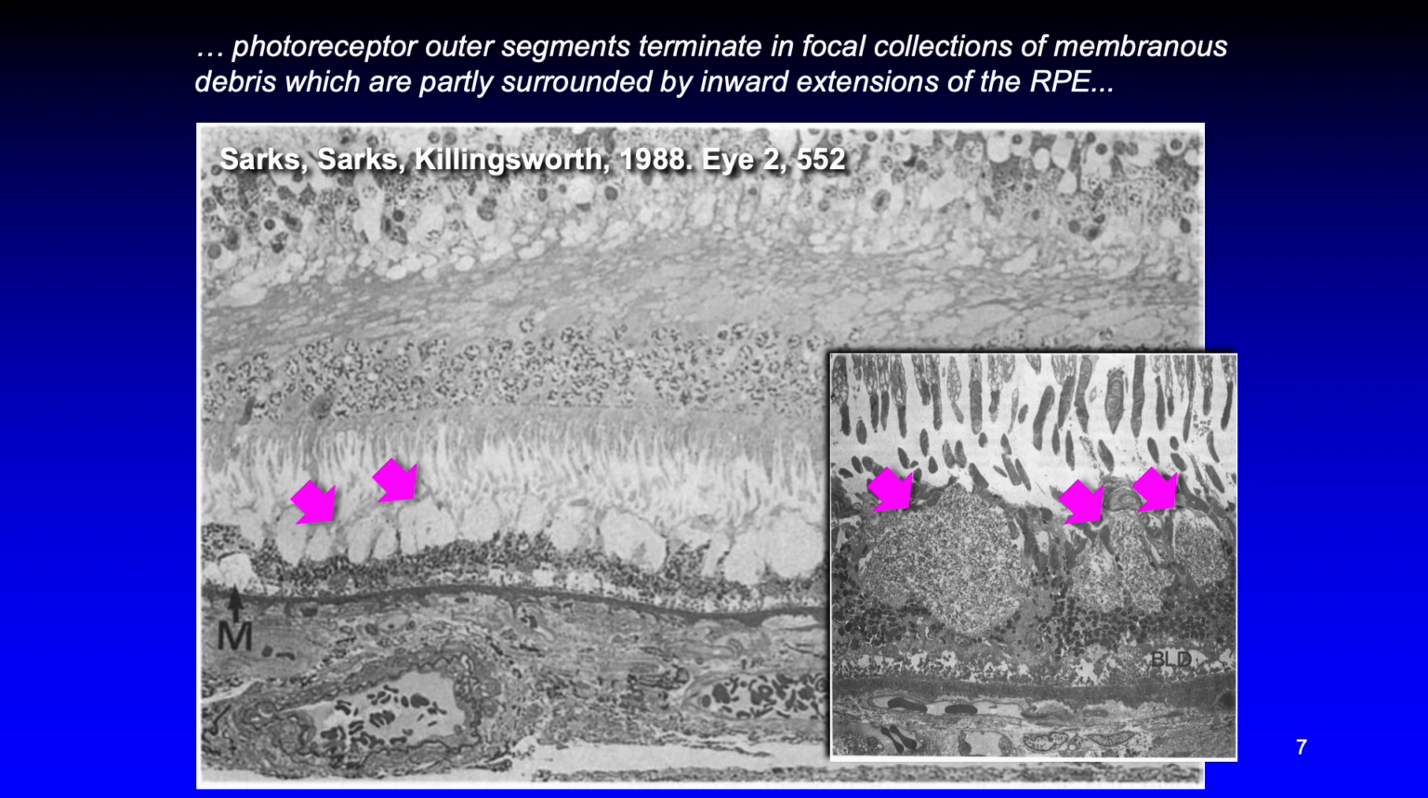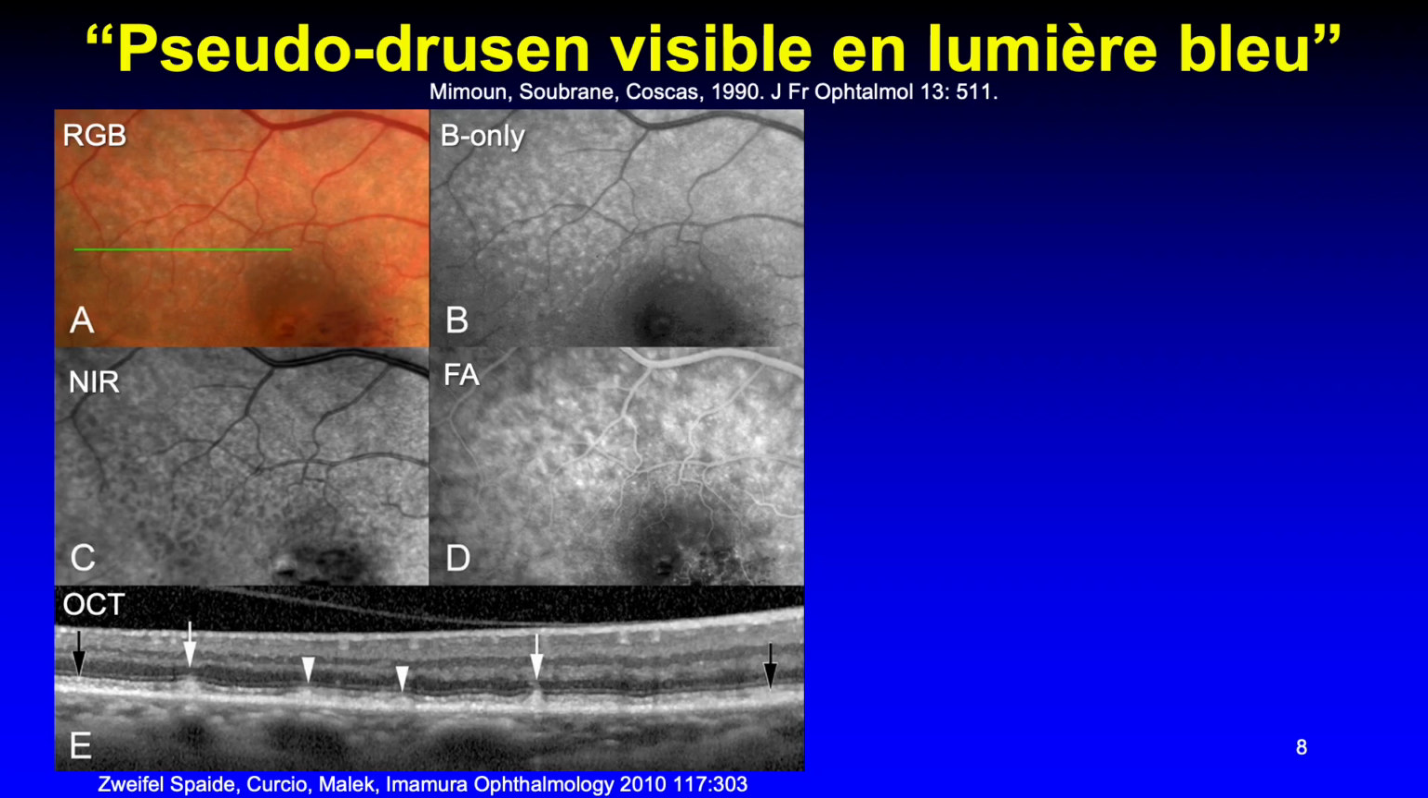Membranous debris was the Sarks name for the main ultrastructural component of soft drusen, thus implying that both deposits were the same. Specific techniques applied over the years showed that they were different.